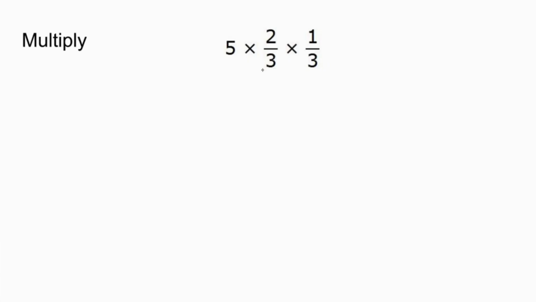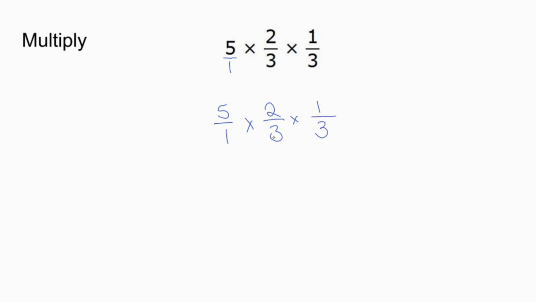Multiply 5 times 2/3 times 1/3. We have a whole number times a fraction times a fraction. Whenever I multiply a whole number to a fraction, I like to make believe that that whole number is a fraction, which is easy. You could turn any whole number into a fraction by putting it over 1. So now I could view this as 5 over 1 times 2 over 3 times 1 over 3.